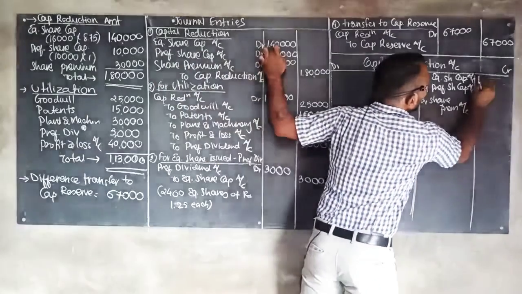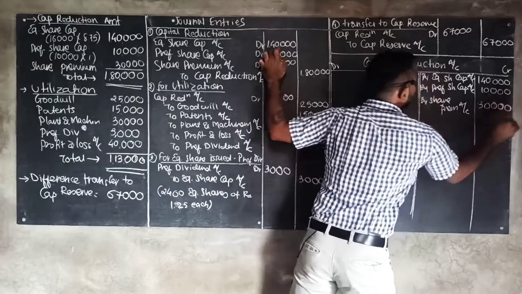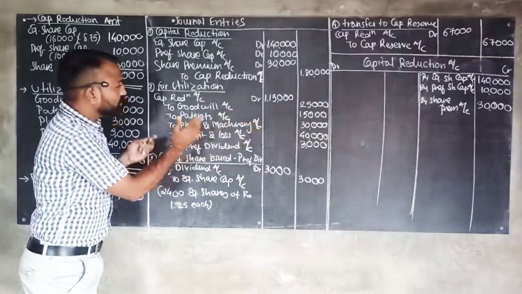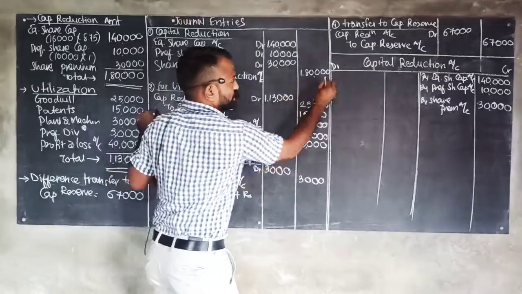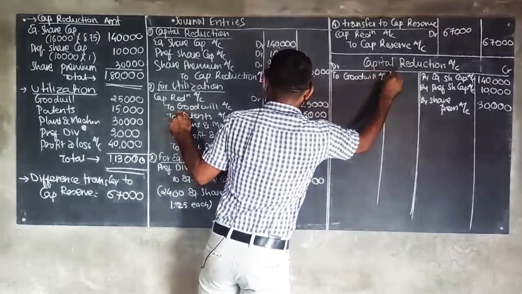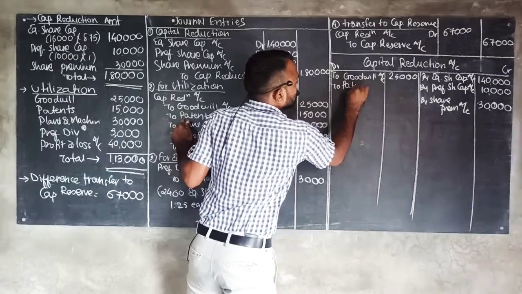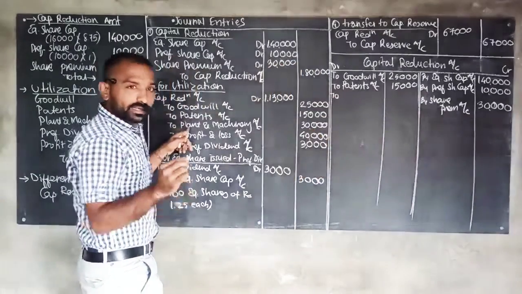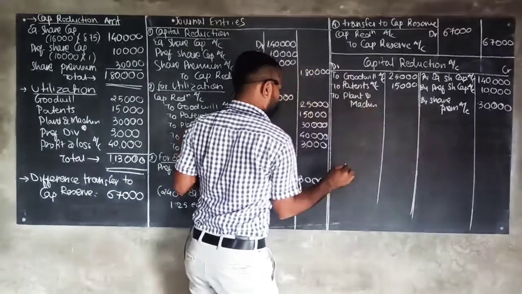How much for equity share capital? It is 1,40,000, 10,000 and 30,000. Clear? Moving further, for utilization, capital reduction account debited to all this. So on the debit side of capital reduction, to goodwill account 25,000, to patents account 15,000, to plant and machinery account. How much? It is 30,000.